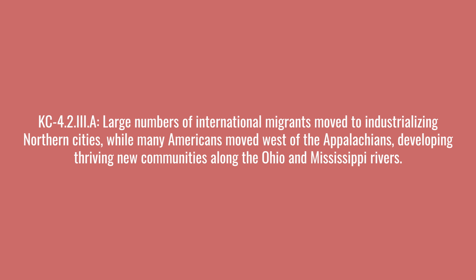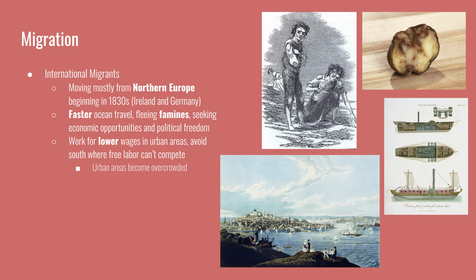It says, large numbers of international migrants moved to industrializing northern cities, while many Americans moved west of the Appalachians, developing thriving new communities along the Ohio and Mississippi rivers. Most of the international migrants are coming from Northern Europe, beginning in the 1830s and 1840s. More specifically, the vast majority of them are from Ireland and the area in Central Europe now known as Germany.